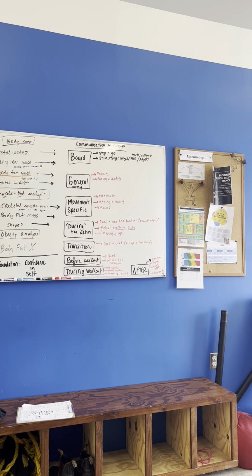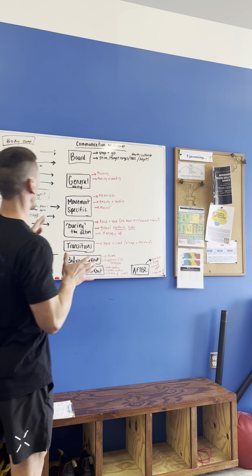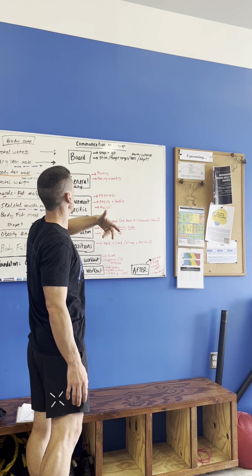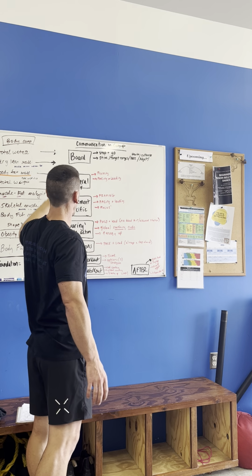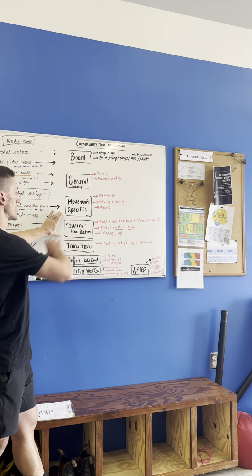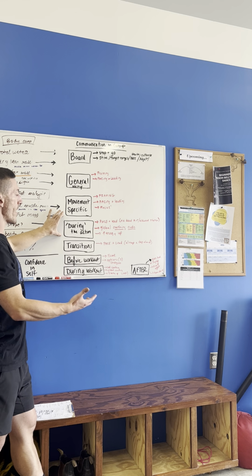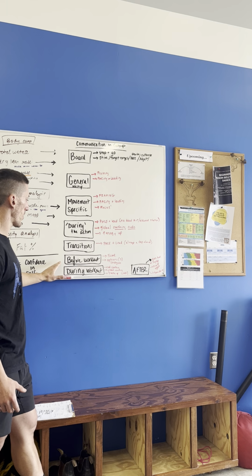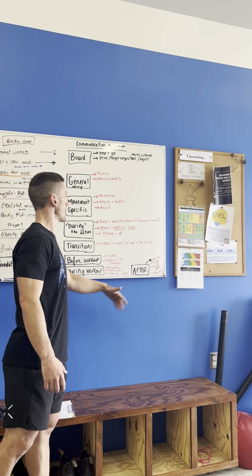Okay. So we're going to talk here about the communication that needs to happen in a group fitness environment. There's about 8 categories: the whiteboard, the general, the movement specific. During the action, this is essentially strength, skill, the transitions between things, before the workout, during the workout, and after.